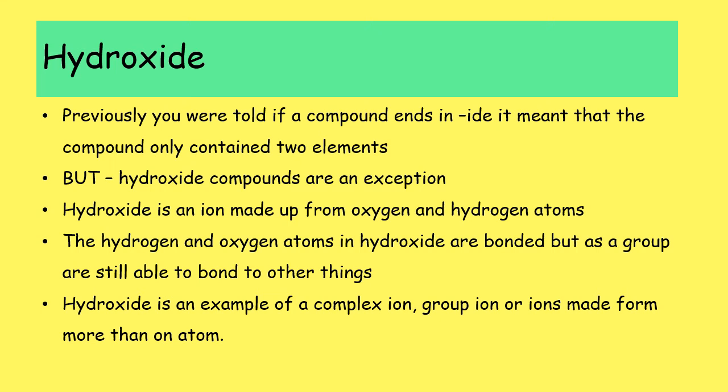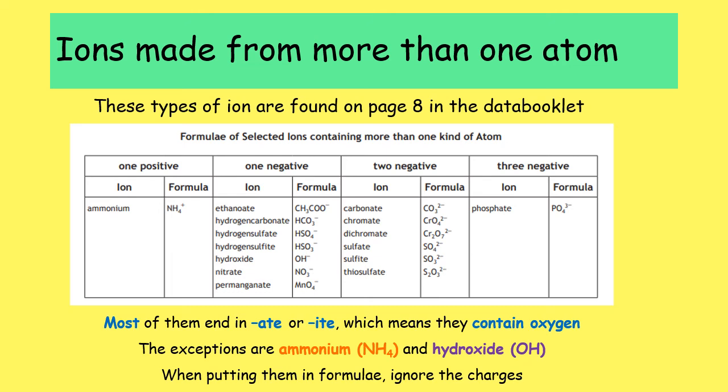Hydroxide itself is an ion made up from 2 elements, oxygen and hydrogen. The oxygen and hydrogen atoms in hydroxide are bonded, but they're bonded as a group and can still bond to other things. Hydroxide is an example of a complex ion, sometimes called a group ion, or sometimes called an ion made from more than 1 atom, which is the term used in the data booklet. Now, a list of every single one of these ions made from more than 1 atom are found on page 8 of the data booklet.